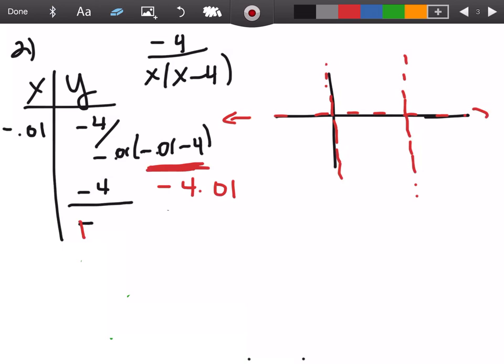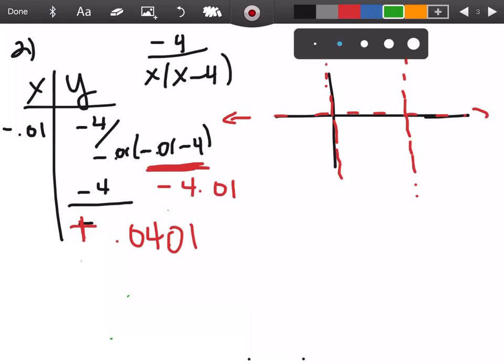It's going to be like negative 0.01 times that. It's going to be positive 0.041, something like that, around there. But it's positive. That's the key. So it's a negative on top, a positive on the bottom. So I know it's going to be negative. It's going to be down here. Good thing I tested it.